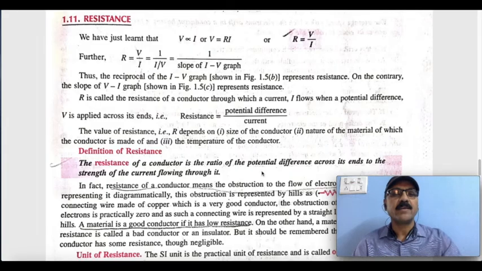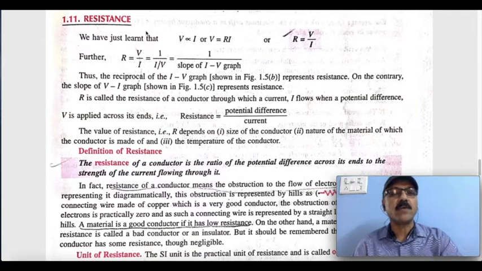Friends, in the previous videos, we have studied the current, potential, and Ohm's law. Now we will study a new topic: resistance, and the factors on which resistance depends. First, let us discuss resistance. As we know, R equal to V upon I.